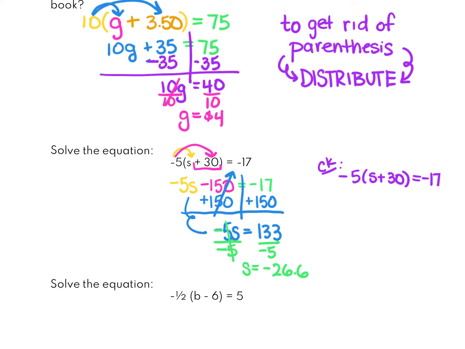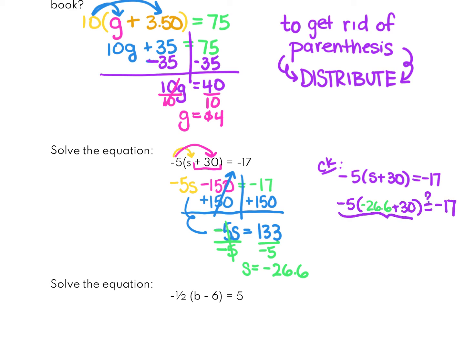I, of course, need to check all of these equations. First thing with my check is I'm going to rewrite that original equation. Now we think that s is -26.6. So we are going to plug that in to our equation here: -5 times (-26.6 plus 30). And the question is, does this equal -17?